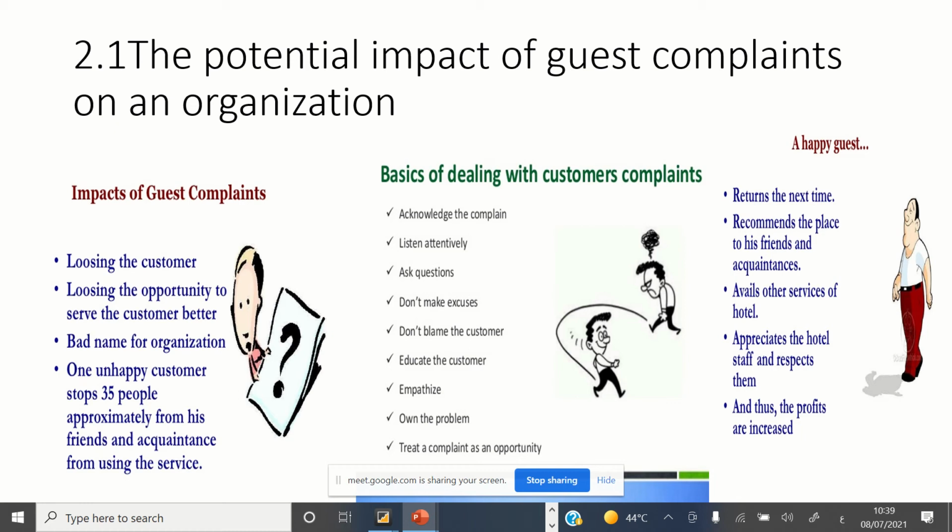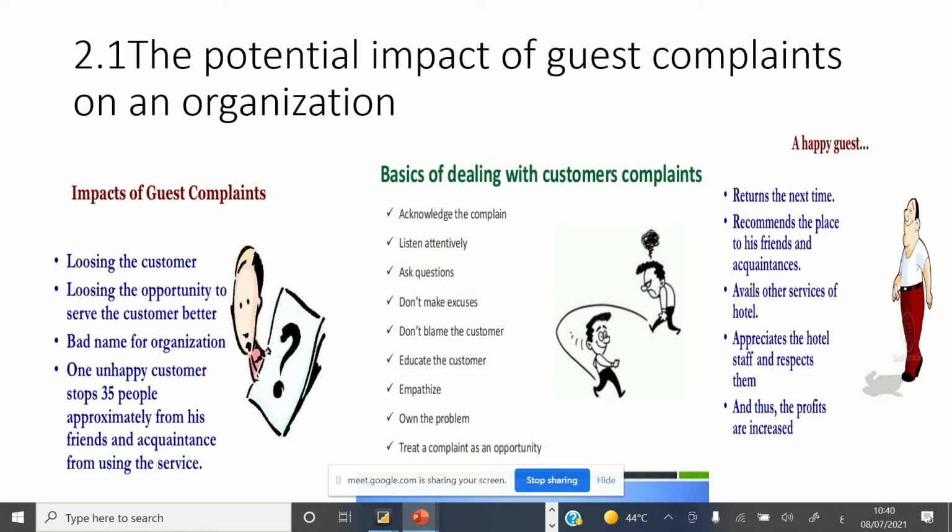Then don't make excuses. Don't say this is because we don't have electricity today. This is because the employee is absent. This is all excuse, not useful if you have a complaining customer, as he is not responsible for the reason behind the mistakes or the bad service. Don't blame him. Then try to educate the customer. We have a maintenance in the electricity today. We will fix the problem as soon as we can.